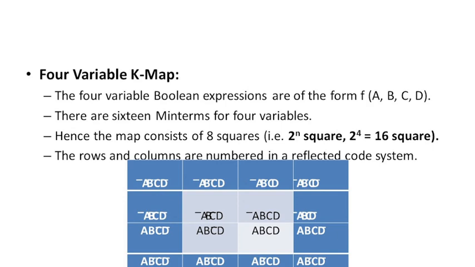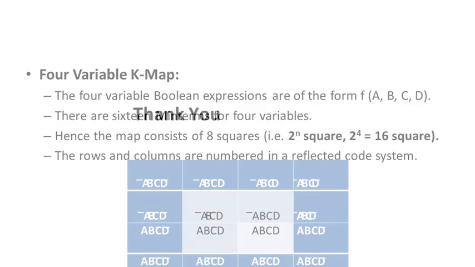The rows and columns are numbered in the reflected code system. So on the left hand side: a bar b bar, a bar b, a b, a b bar. And on the right hand side: c bar d bar, c bar d, c d, c d bar. According to that, the four variable K-map will be constructed. So these are the rules of how to construct the K-map and simplify with the K-map. This is about this session. Thank you.